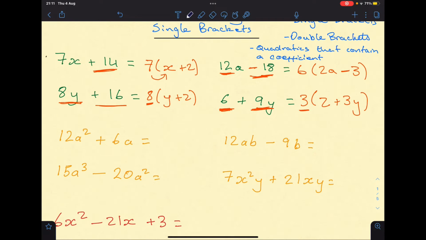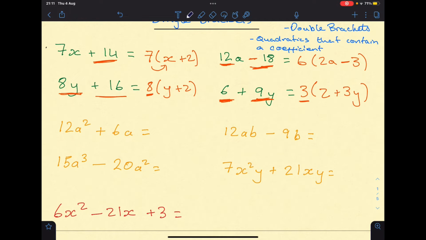So first you look at the number. So we've got 12 and 6. What's the highest number I can divide 12 and 6 by? That would be 6. But now, as you can see, we've got a squared here and we've got a in this term. So overall, we've got 1a common in both, because in this one we've got 2 a's, and in this one we've got 1a. So I can take an a out.